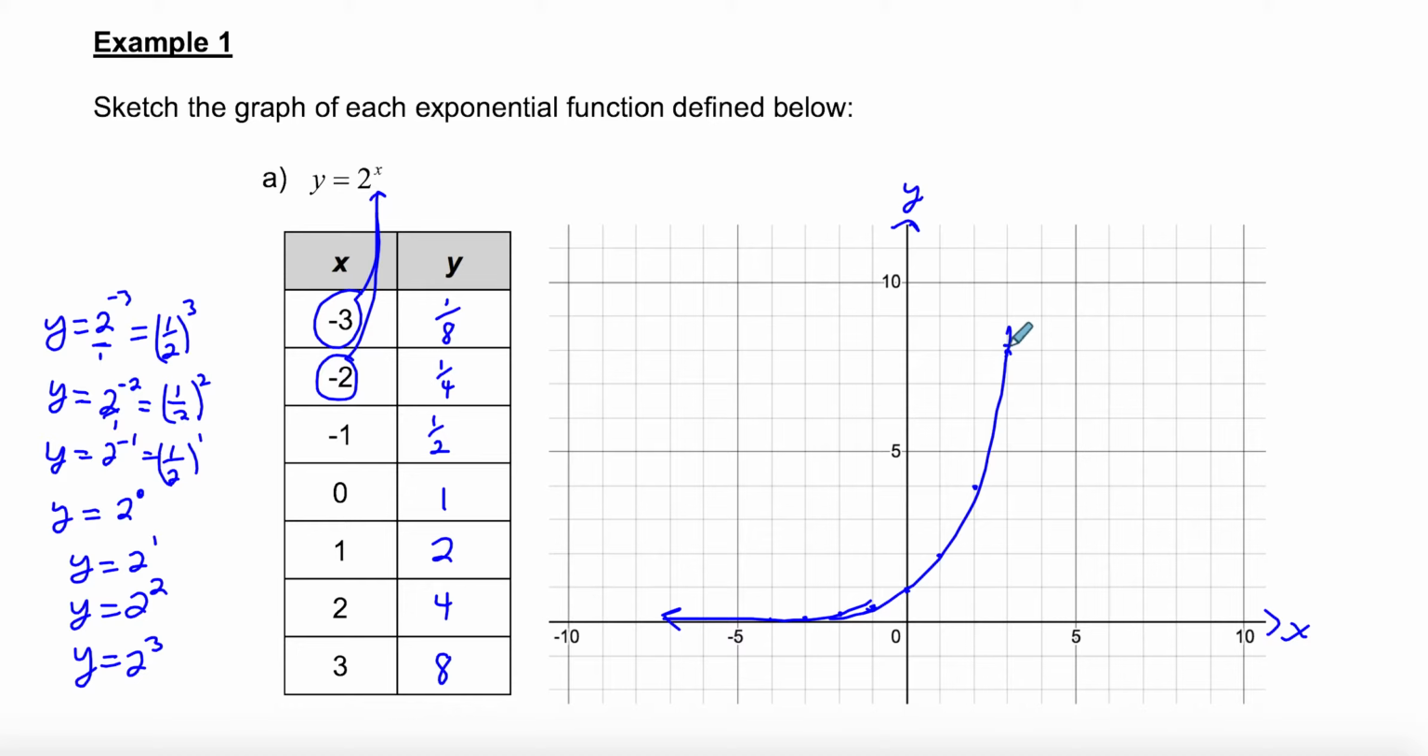And then as well, this is going to continue to go up. So I put arrows at the end of each. This actually has a name. The x-axis here becomes, it's called the asymptote.